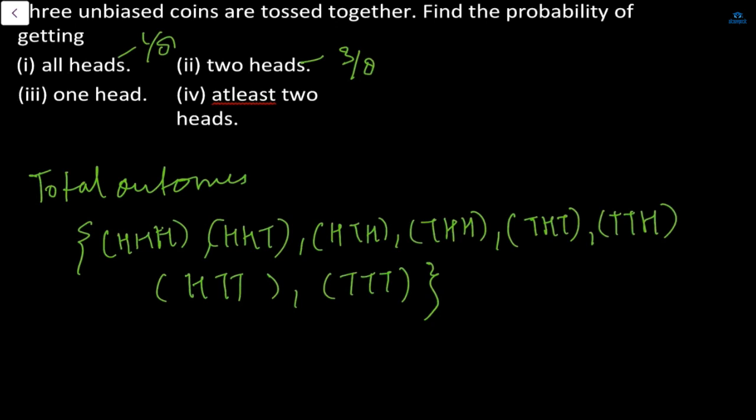Now one head, third one. One head you will get here, here, and here. So how many? 3/8. Now at least 2 heads means minimum of 2 heads. This one also is at least 2 heads because minimum of 2 heads is there. 4/8, which is 1/2. Now any doubt? Got it now? How 8 outcomes are there?